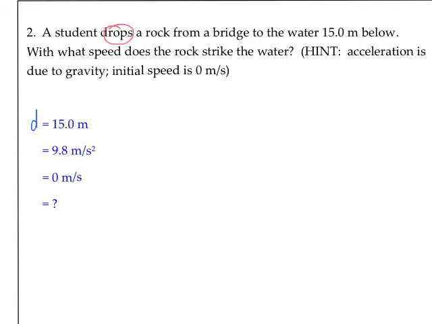This I could say is a d, or we know that it's vertical, so if you prefer to label that as y, you are allowed to do that. Our acceleration is due to gravity. Our initial velocity, you can do v0 or vi. And then we are looking for the final speed.